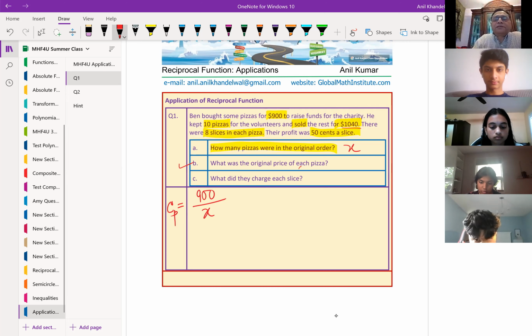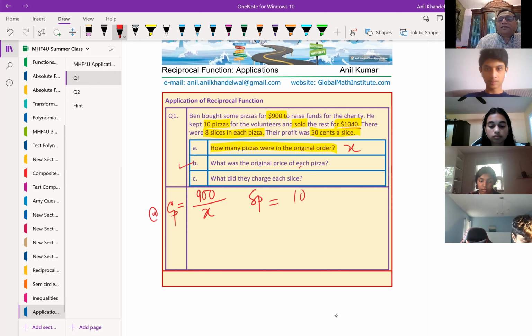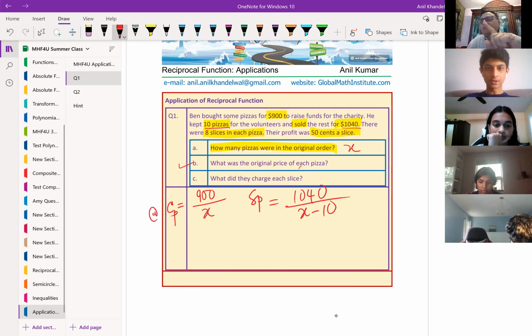He kept 10 pizzas for the volunteers and sold the rest for 1040. So what is the selling price? We are saying cost price of each, so you can say the rate per pizza. So 1040 is sold how many? Is it X minus 4? X minus 10, because 10 were kept. He did not sell 10.